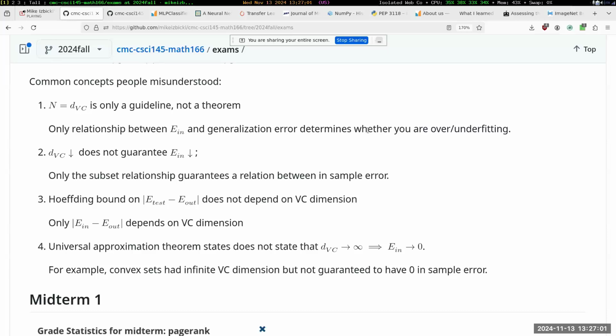Good question. So, common ways that points were actually taken off. Probably at least 80% of the points that people missed in the class were from one of these four things right here. The N equals 10 VC, this is a really big one. Again, this is only a guideline and not a theorem.